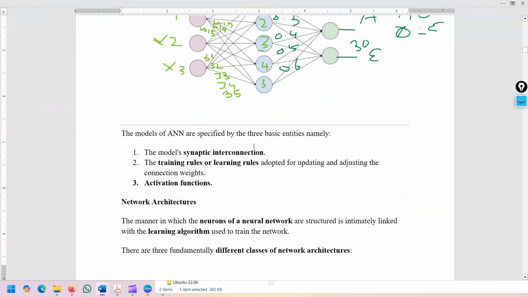Here the ANN has three entities: synaptic interconnections, training rules, which may also be called learning rules for updating and adjusting the connection weights, and activation functions. These are three important points. In the network architecture, the neural network has links from one neuron to another, and based on that the learning algorithm is applied.